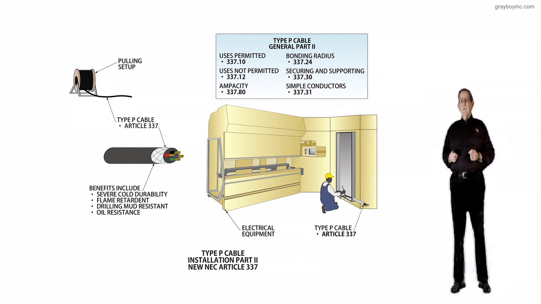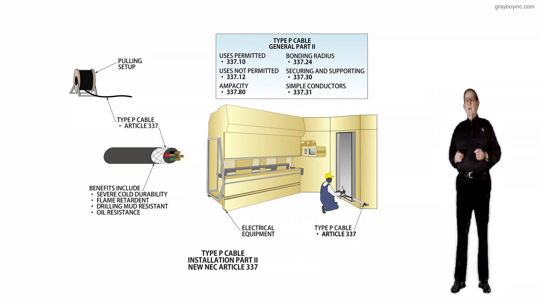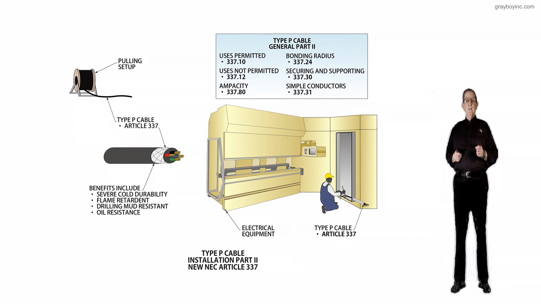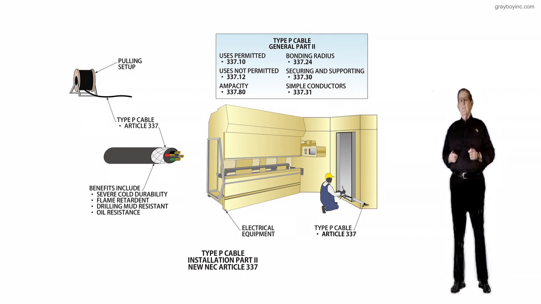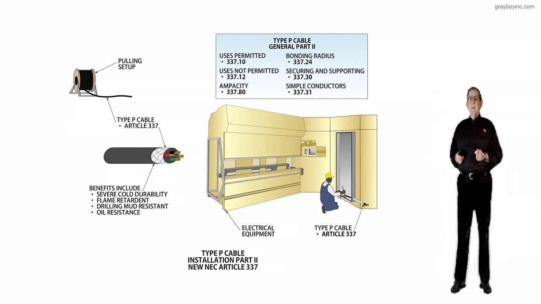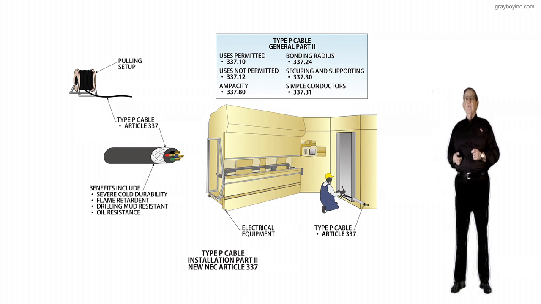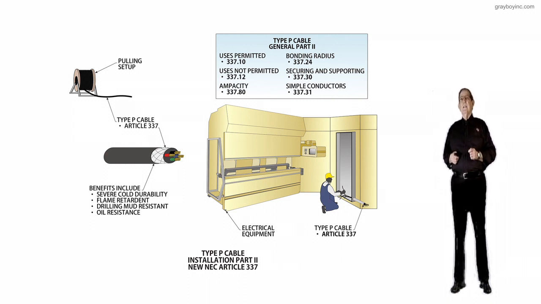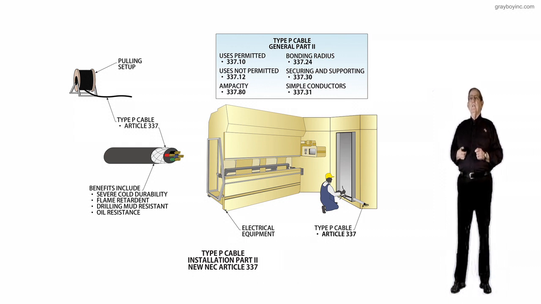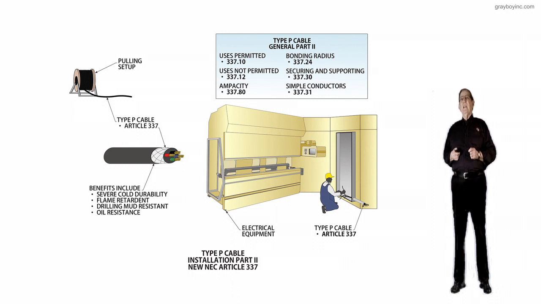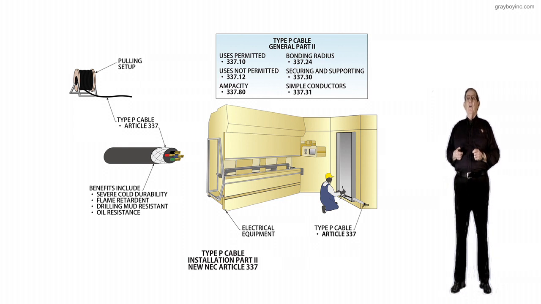Part 2 now, we're getting into the meat here. Part 2 covers the uses permitted, uses not permitted, bending radiuses, securing and supporting, single conductor cables, and their ampacity ratings. Now, to review the information right above, the industrial machinery, Article 670, regulates that. Notice that we're dealing with, in the blue boxed-in information there, Type P cable, general, Part 2 of the article.